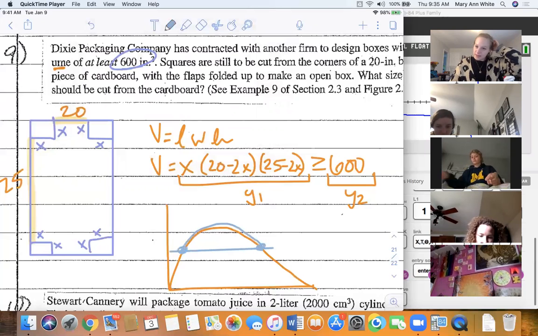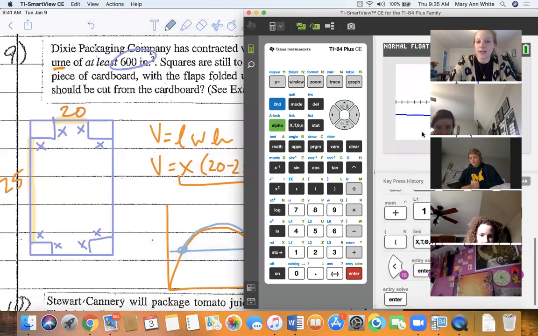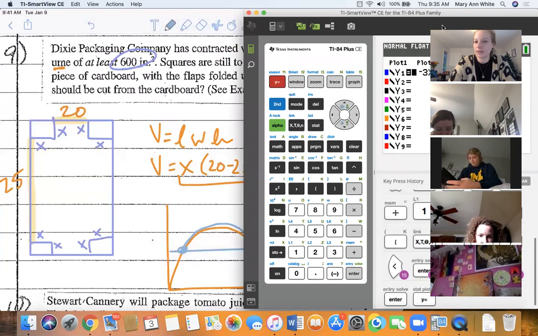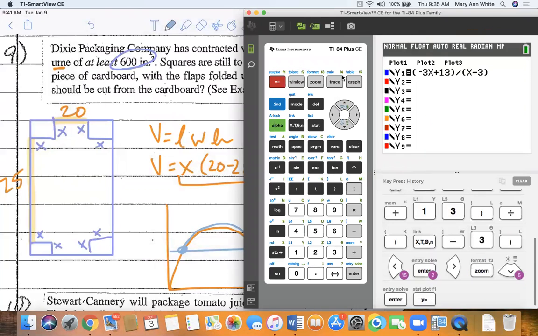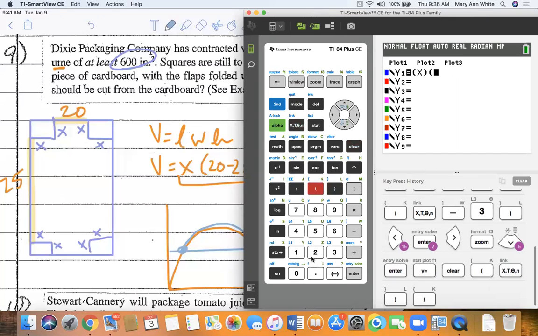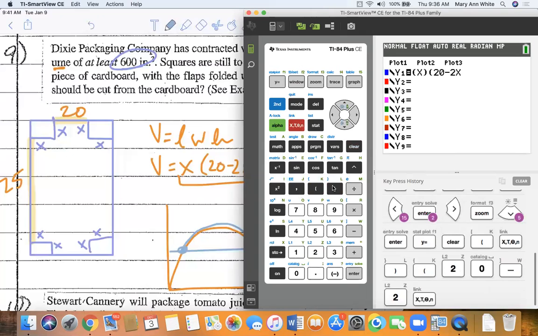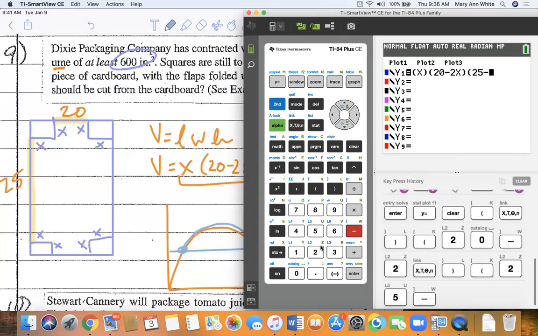This is something that I think is really important to practice plugging in and finding on your own too, because I'm always like, oh, it's just a calculator problem, I'm sure I can replicate that on a test. But then you get to the test and you're like, ah, shoot, what was it again? How do I do this? So don't be afraid to practice these on your own. I've got x, I've got 20 minus 2x, and I've got 25 minus 2x.